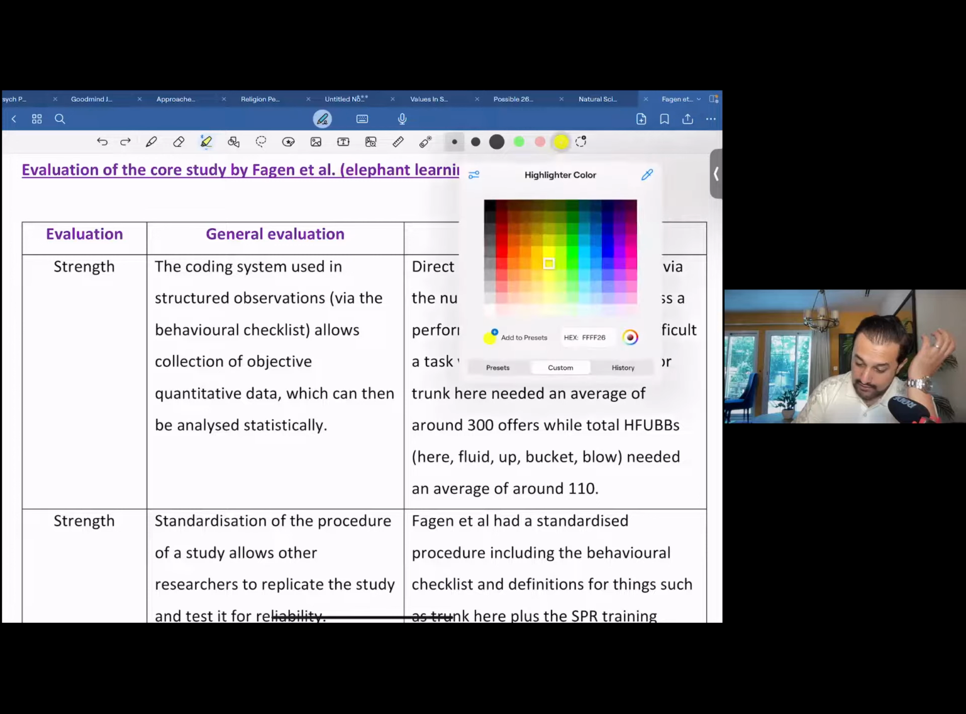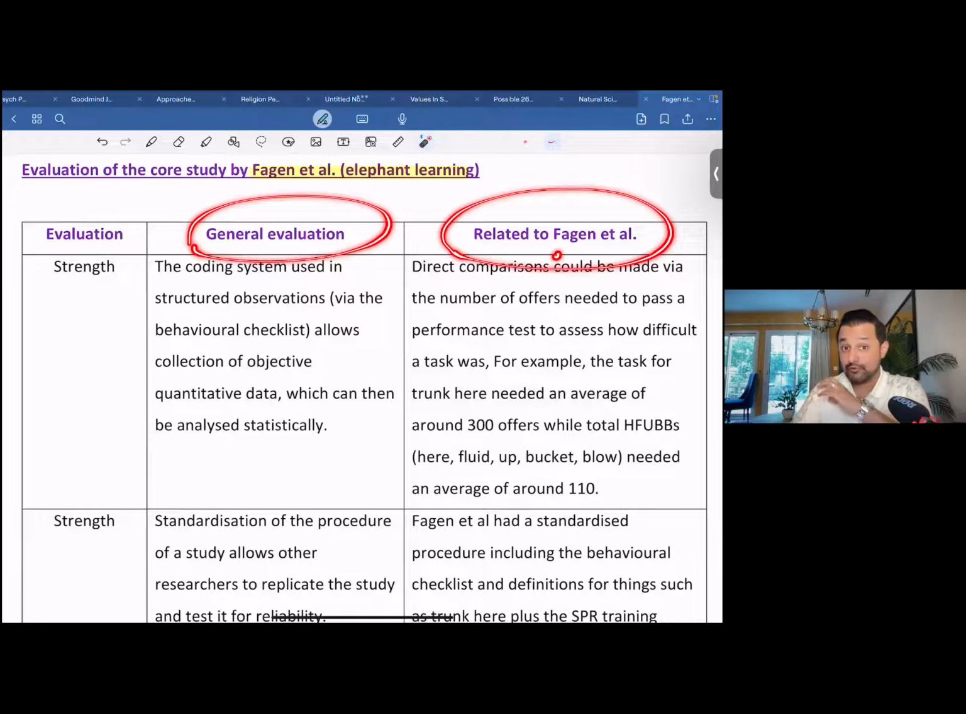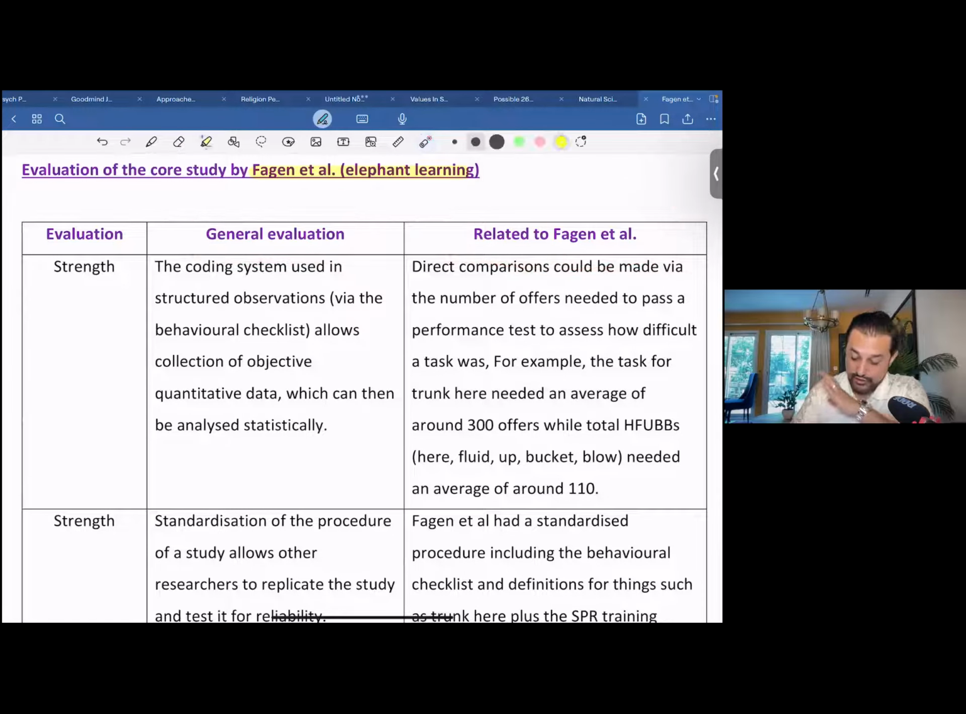So if we have a look at this evaluation of the course study by Fagen et al. in 2014. We talk in terms of the general evaluative points, and then we'd relate them to Fagen et al. So a generic evaluative point could be the coding system used in the structured observation via behavioral checklist allows the collection of objective quantitative data, which can then be analyzed statistically. If we see this as an advantage, the use of the coding system was the mechanism of coding through structured observation.